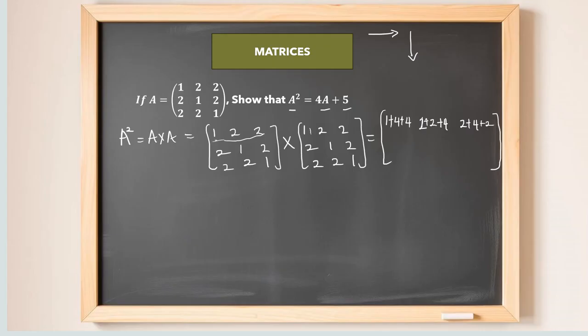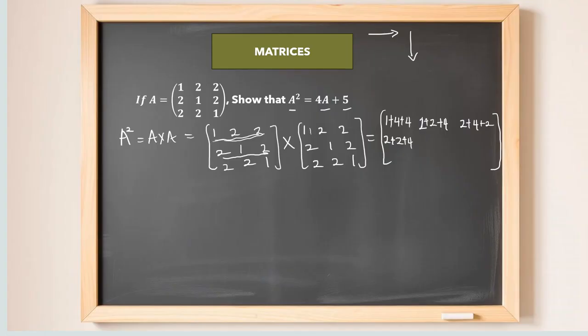So what I did here is use this row to multiply the first column, use this same row to multiply the second column, and use this same row to multiply the last column. Now I'm going to do the same thing for the second row. I'm going to use this second row to multiply this column. Now 2 multiplied by 1 is going to be 2, 1 multiplied by 2 is going to be 2, 2 multiplied by 2 is going to be 4.